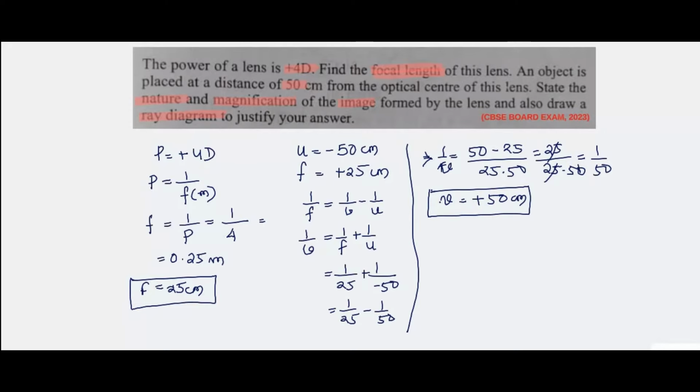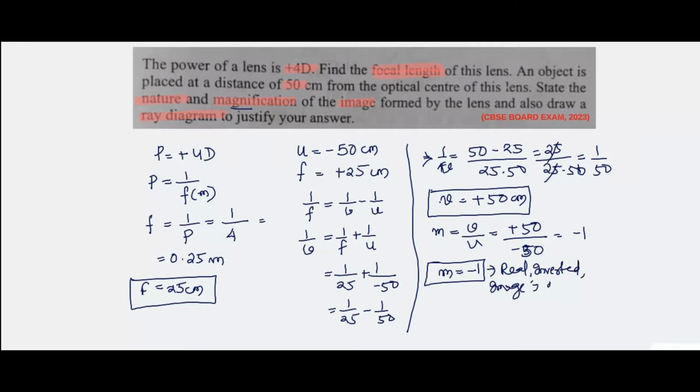Before we draw the ray diagram, let's find out the magnification. Magnification for a lens is V by U. V is plus 50 and U is minus 50, so it comes to be minus 1. So magnification is minus 1, indicating that it's a real image. It's an inverted image and the image is of the same size as the object. This is the magnification. Then we have to write down the nature: the image is real, inverted, and of the same size as the object. So this is the nature.